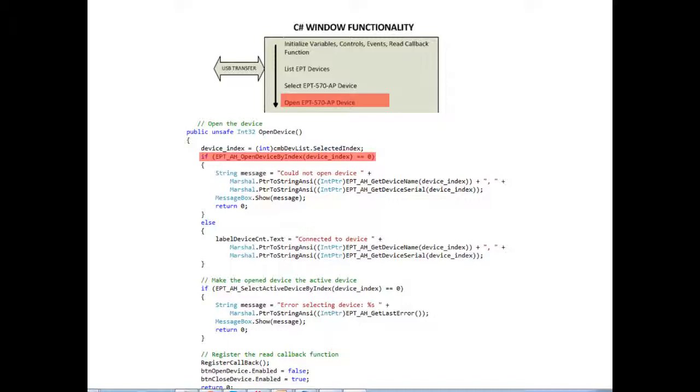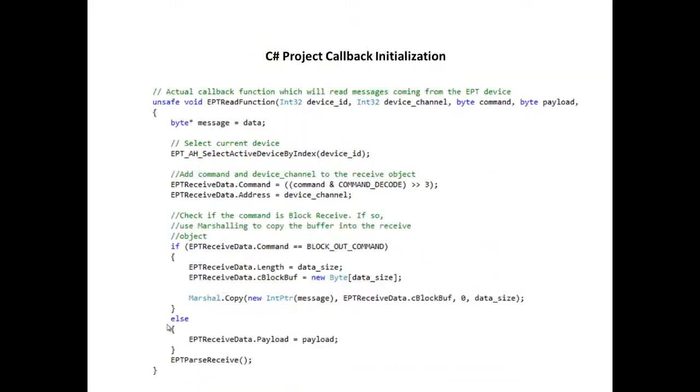And then you can see at the bottom that the callback function is called there. This function can be called from the active host DLL. When the EPT devices transfer data to the PC, the callback function will do something with the data and the command, such as a byte transfer or block transfer or a trigger. And because the callback function communicates directly with the DLL, it must pass pointers from the DLL to the C#.